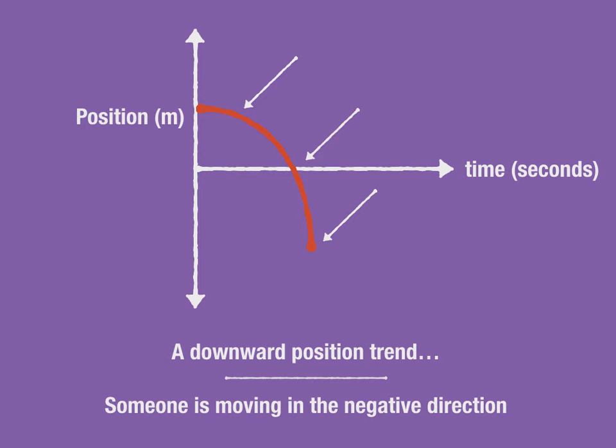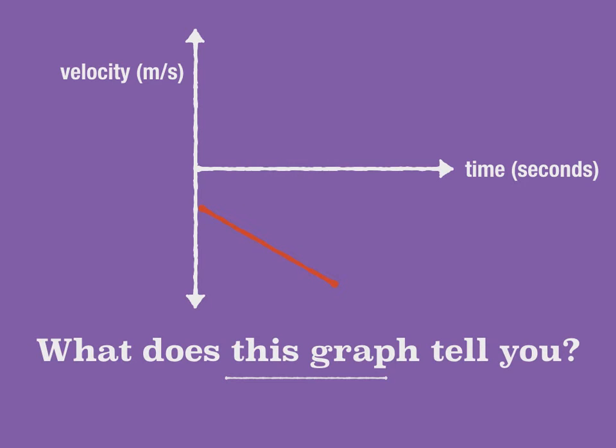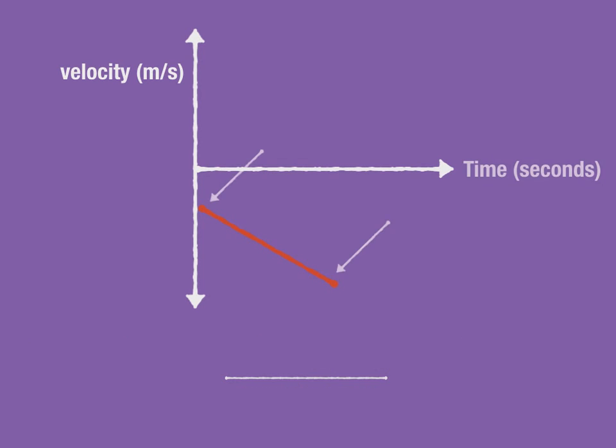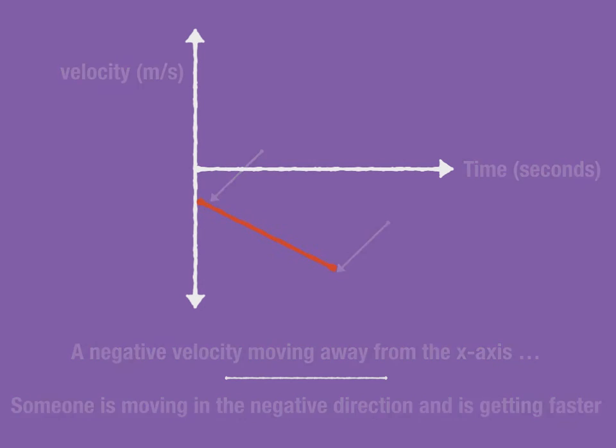Let's try another. In this case, we have this graph. What does this graph tell you? Another good time to pause your video. In this case, we have a negative velocity that is getting farther from the x-axis. And a negative velocity moving away from the x-axis tells us that someone is moving in the negative direction and is getting faster.